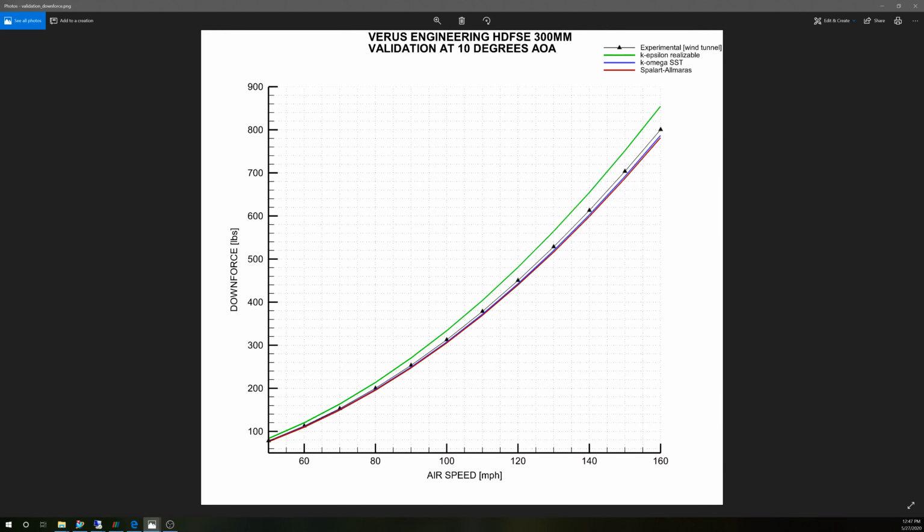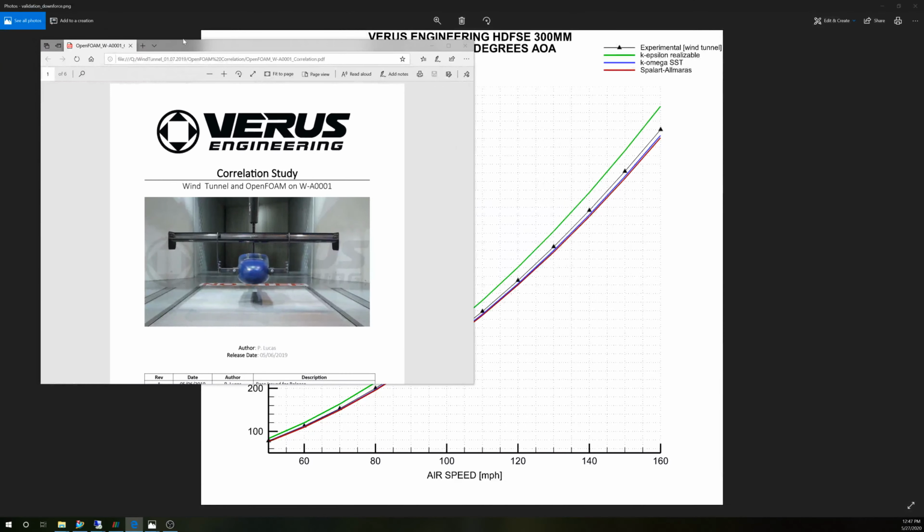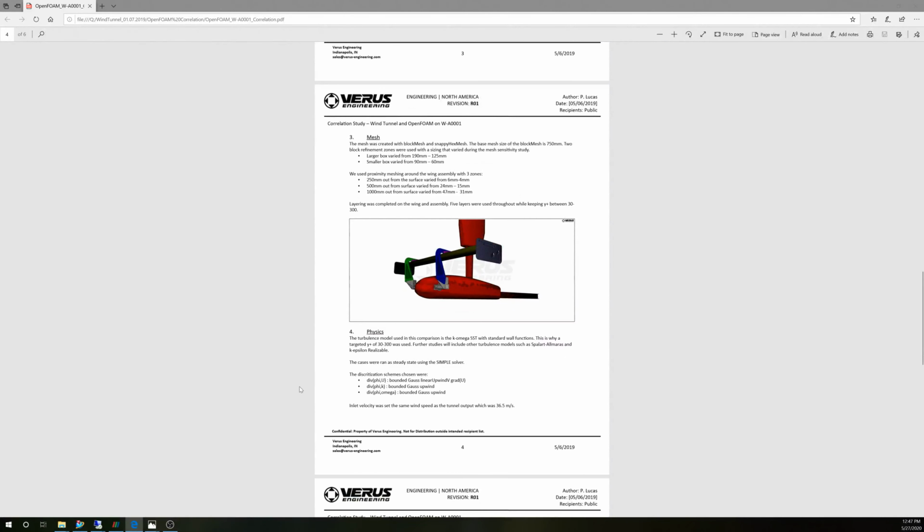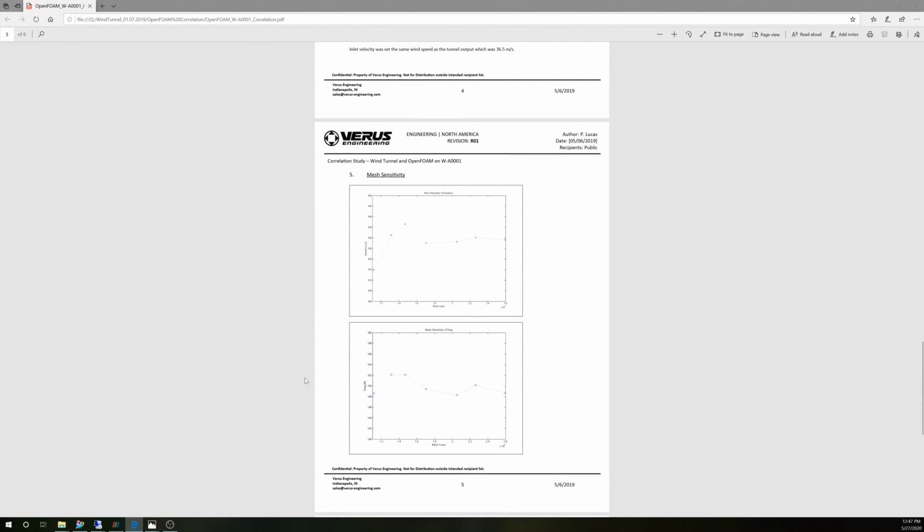All right, and then, let's see. And this is our direct correlation with OpenFOAM. So this goes over what our mesh was, the zones around our mesh, the physics model of what we ran, and then you can see the mesh sensitivity and how the values change with the number of cells.